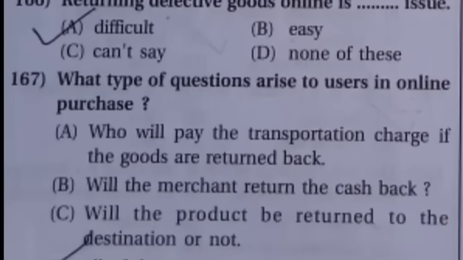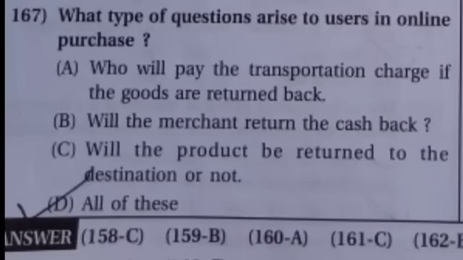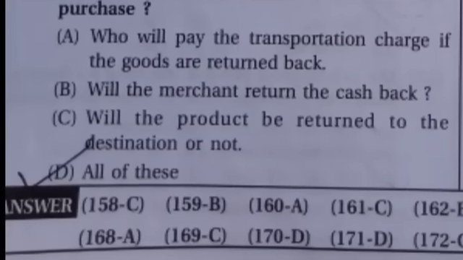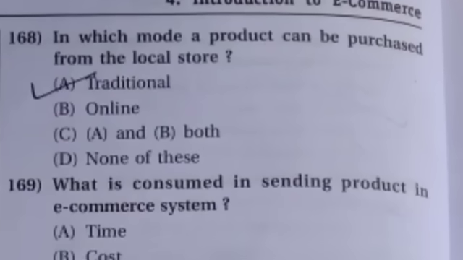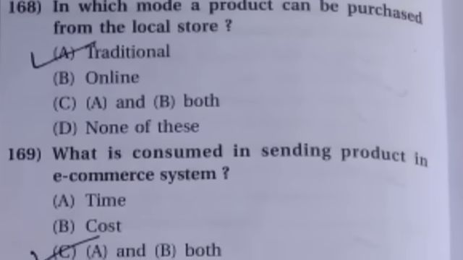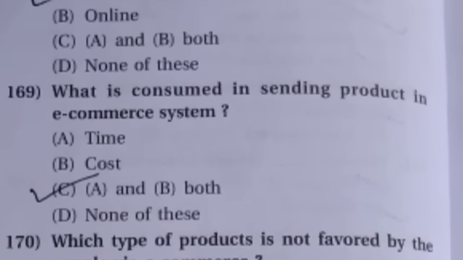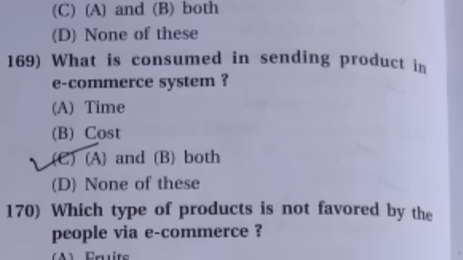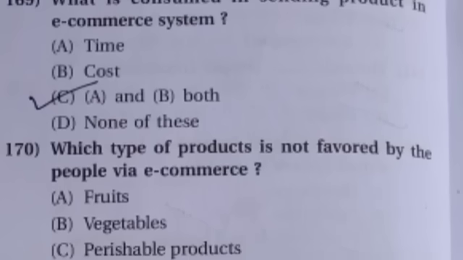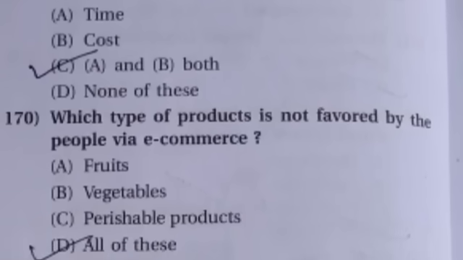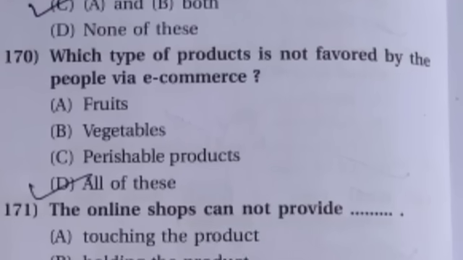What type of question arise to user in online purchase? D answer है all of these. In which mode a product can be purchased from the local store? A. Traditional. What is consumed in sending product in e-commerce system? C answer है A and B both. Which type of product is not favored by the people via e-commerce? तो डी आंसर है ऑल ऑफ दिस.